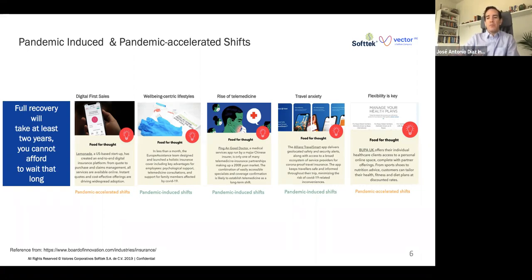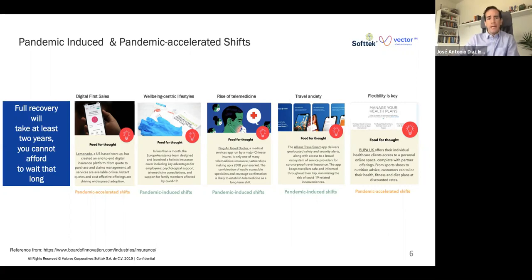And the last but not least is flexibility is key. In this example close to you guys, the Bupa UK services, they offer healthcare clients access to personal online accounts where they have this flexibility and they can tailor the different offerings from Bupa. And as we know, Bupa is huge in the UK, so it's something that they had to evolve in order to better serve their clients.